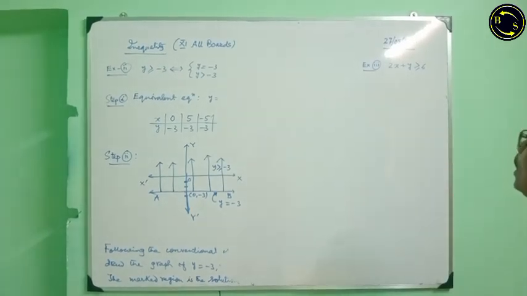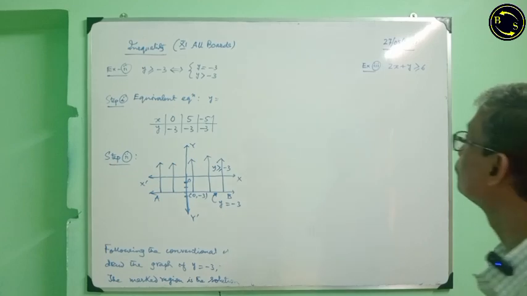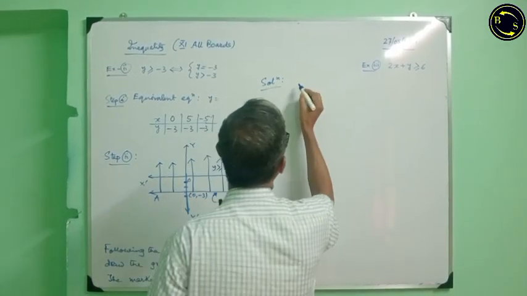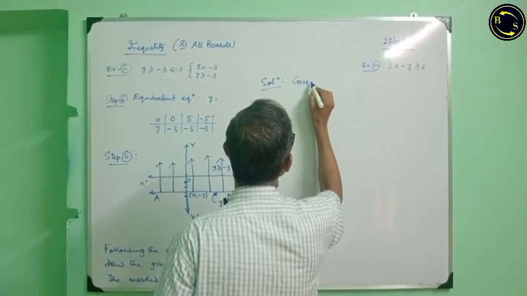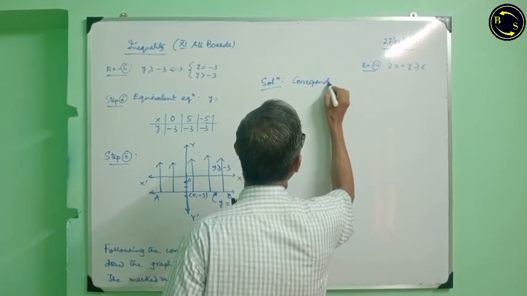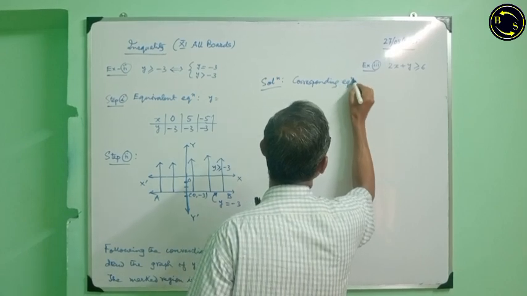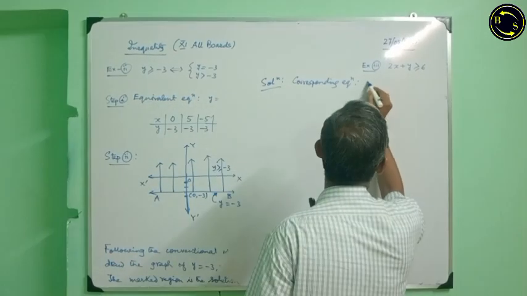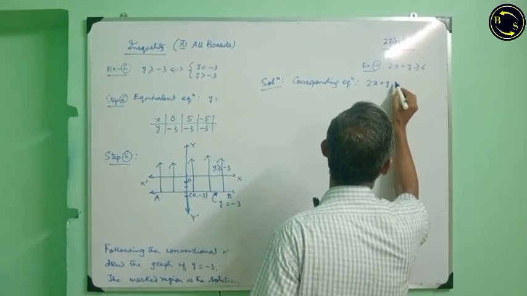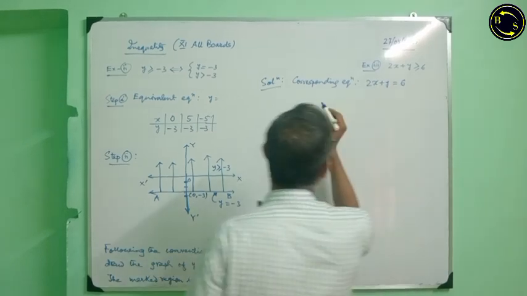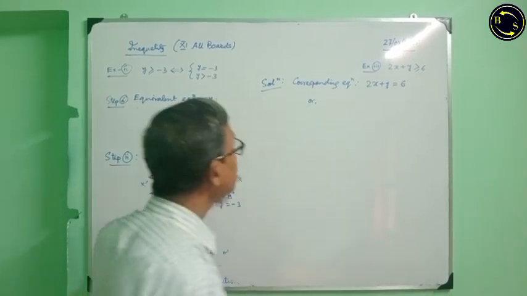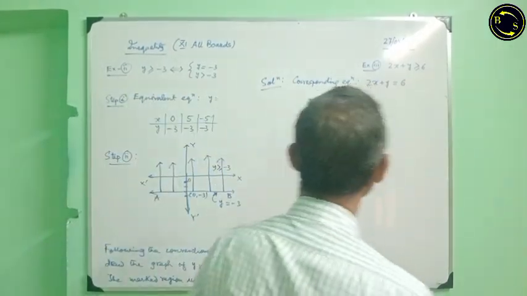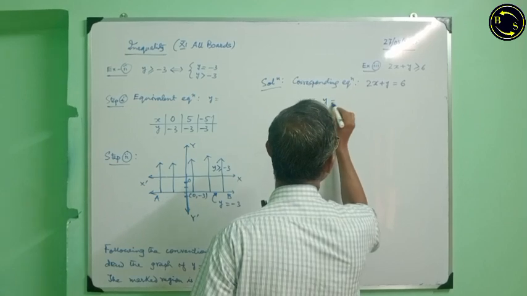Next, this sum 2x plus y greater than equal to 6. Corresponding equation, equivalent or corresponding equation is 2x plus y is equal to 6. Now to make the table, we first express y in terms of x, or if you like you can express x in terms of y. I am expressing here y in terms of x.